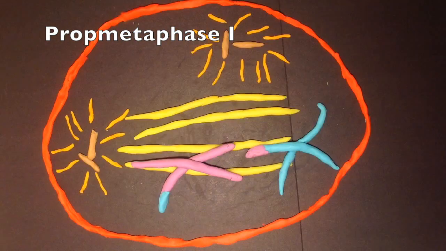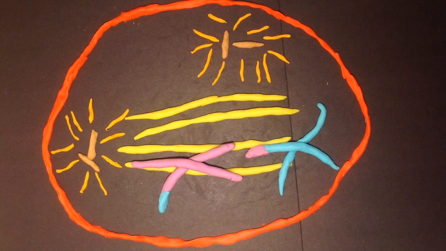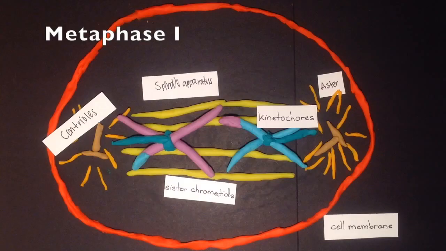In the next phase, prometaphase 1, the microtubules from the poles attach to two kinetochores in the centromeres of the homologs, and the homologous pairs move towards the metaphase plate. When the homologous pairs line up at the metaphase plate, this is called metaphase 1.